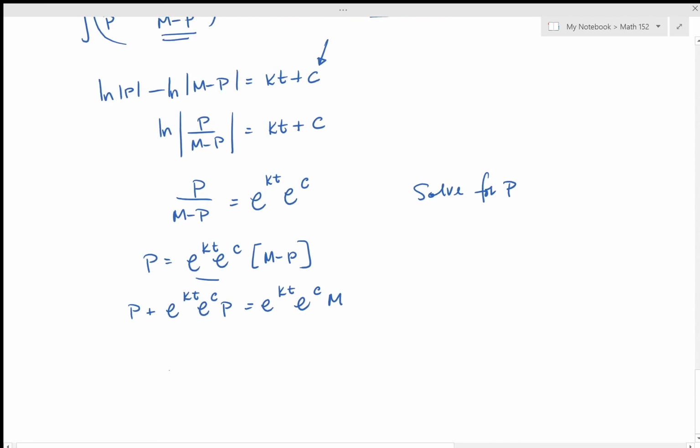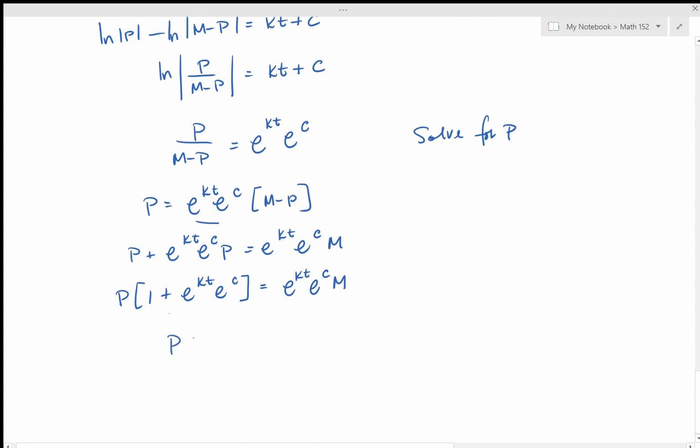Okay, then I can factor out the P, and I get 1 plus E to the KT, E to the C, times P, is equal to E to the KT, E to the C times M. Now finally I have solved for P. P is equal to this, E to the KT, E to the C, M over 1 plus E to the KT, E to the C.